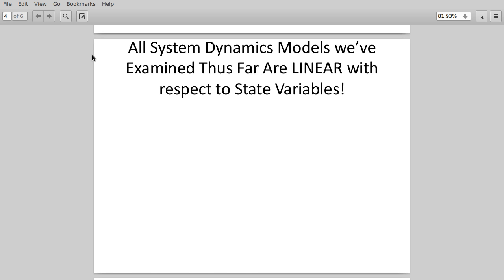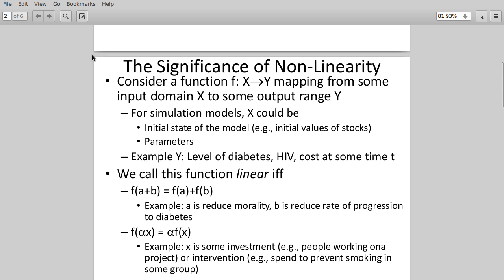Now you may wonder, what are we talking about here? Well, for simulation models, the function here, we're going to be considering the inputs to the simulation. We're considering the initial state of the model. And we may even, in some cases, put in the parameters as part of the inputs, although those are often specified just as assumptions. And the question is, what's the behavior of the model, or the behavior of the system, given some initial state?